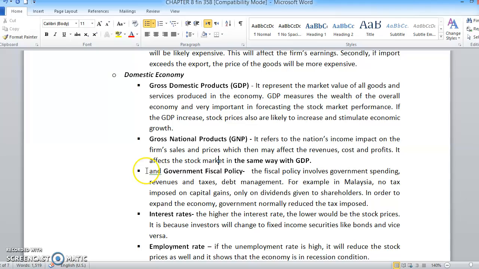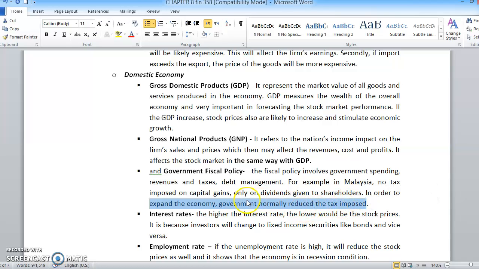And we also have government fiscal policy. Government fiscal policy involves government spending, revenues and taxes, and debt management, right? So for example, in Malaysia, there is no tax imposed on capital gain. It is only imposed on the shareholder. So in order to expand the economy, the government normally reduces the tax imposed.